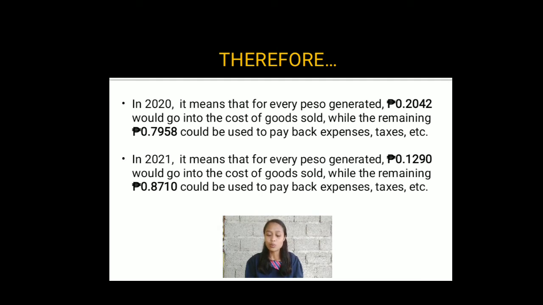In 2021, it means that for every peso generated, 0.1290 pesos would go into the cost of goods sold, while the remaining 0.8710 pesos could be used to pay back expenses, taxes, and so on.